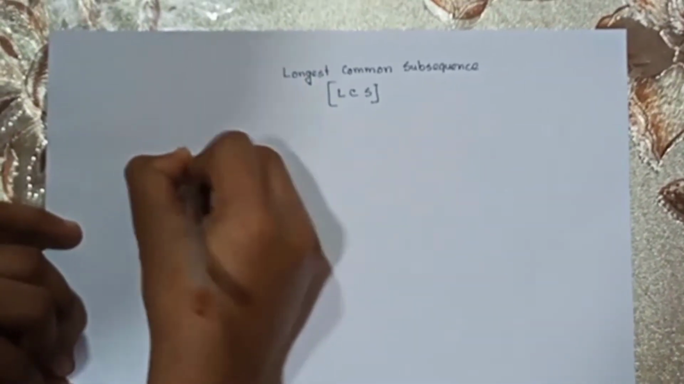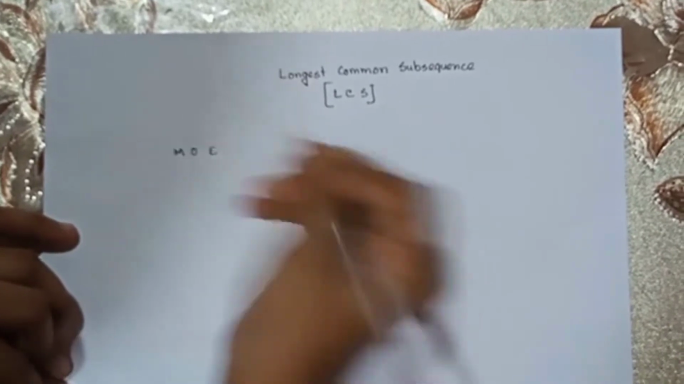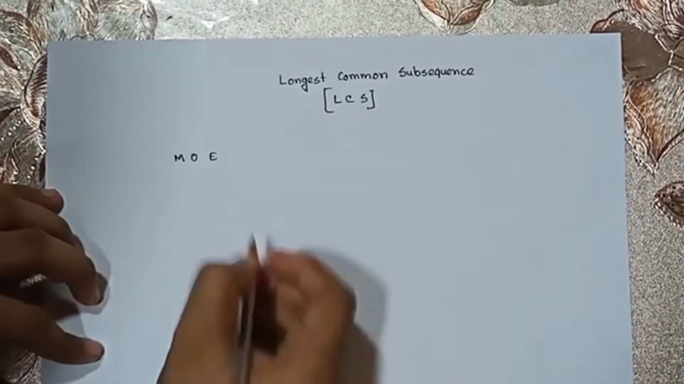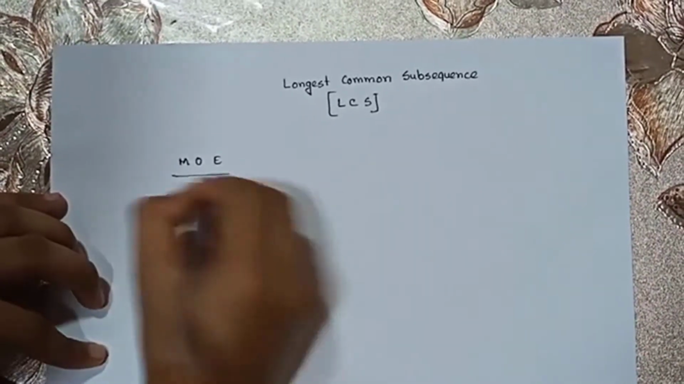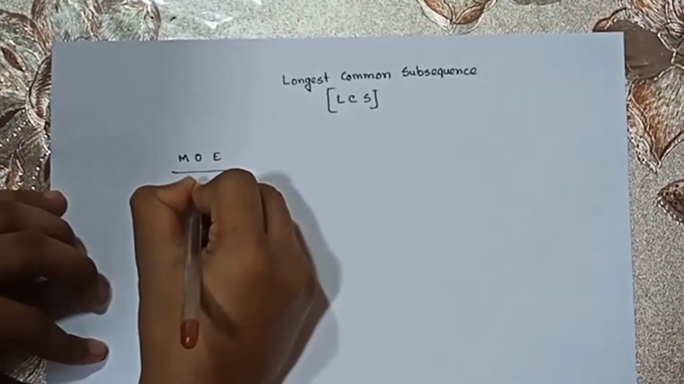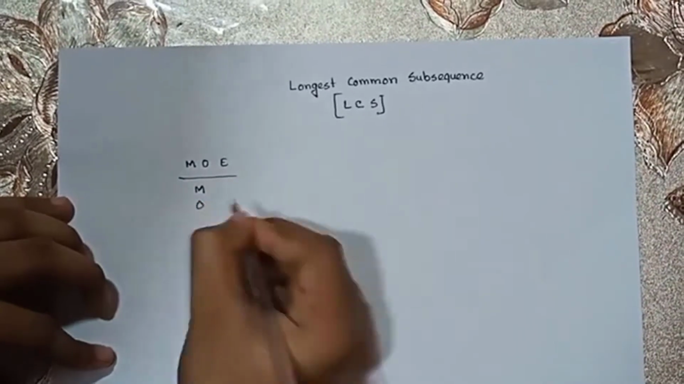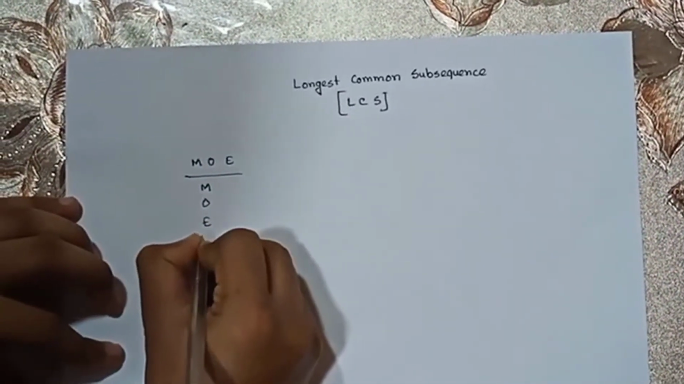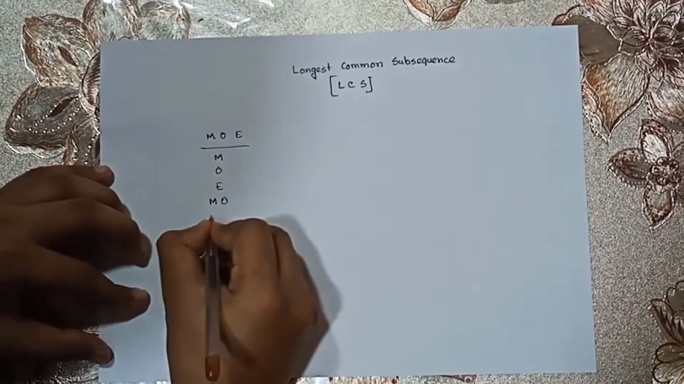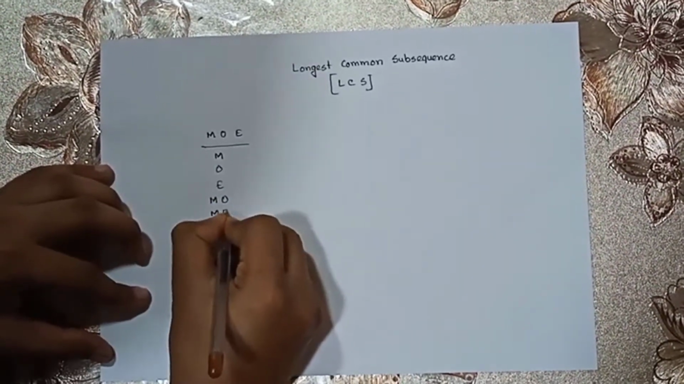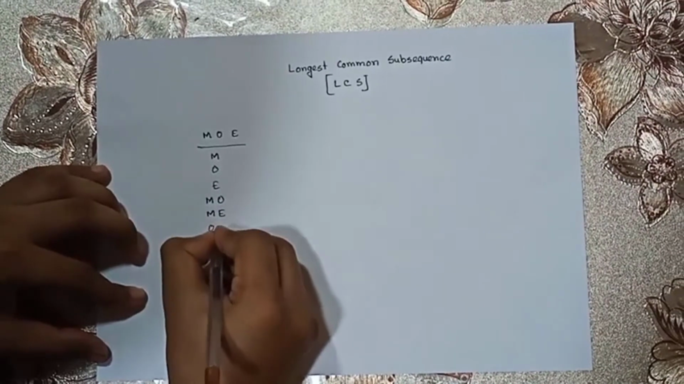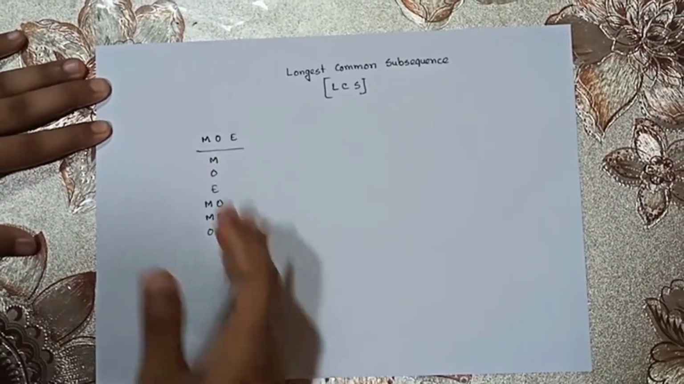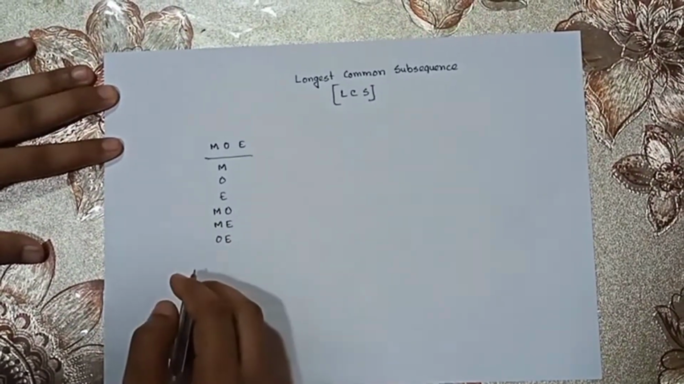Let's give a sequence of M, O, E. In different ways we can make subsequences, like M, O, E, M, O, M, E, and O, E. That is called a subsequence. Let's talk about common subsequence.